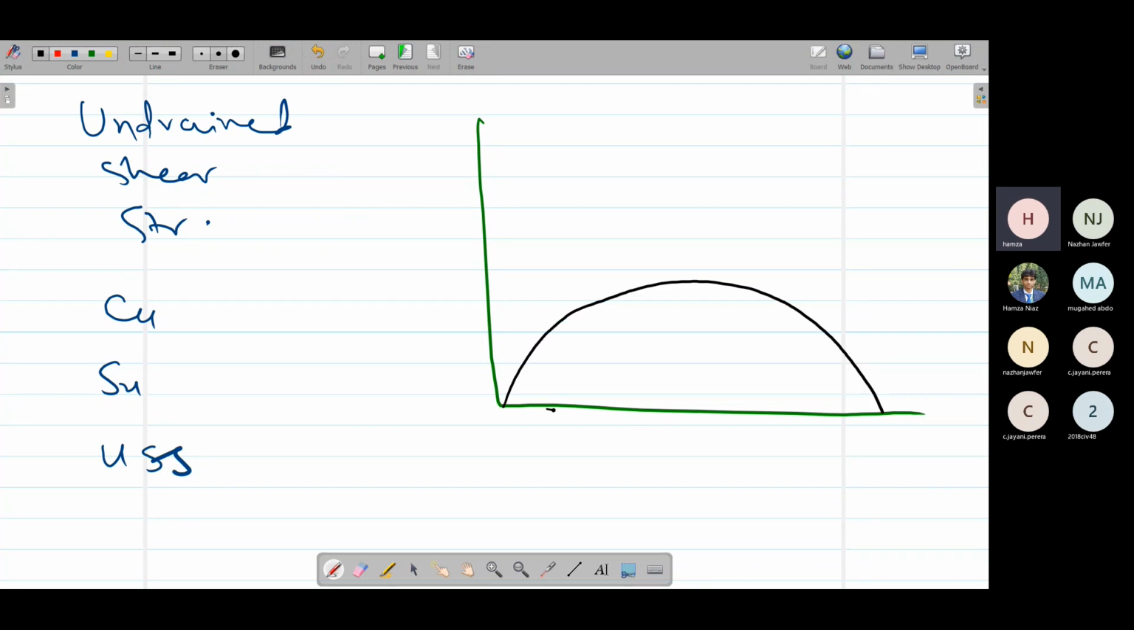We get a Mohr circle like this one. The radius of this Mohr circle is Cu, the undrained shear strength. The diameter of this Mohr circle is the undrained compressive strength, UCS value. So the Cu value would simply be the UCS value divided by 2, as this is the radius. If we are given this compressive strength, simply divide by 2 to get the Cu value.